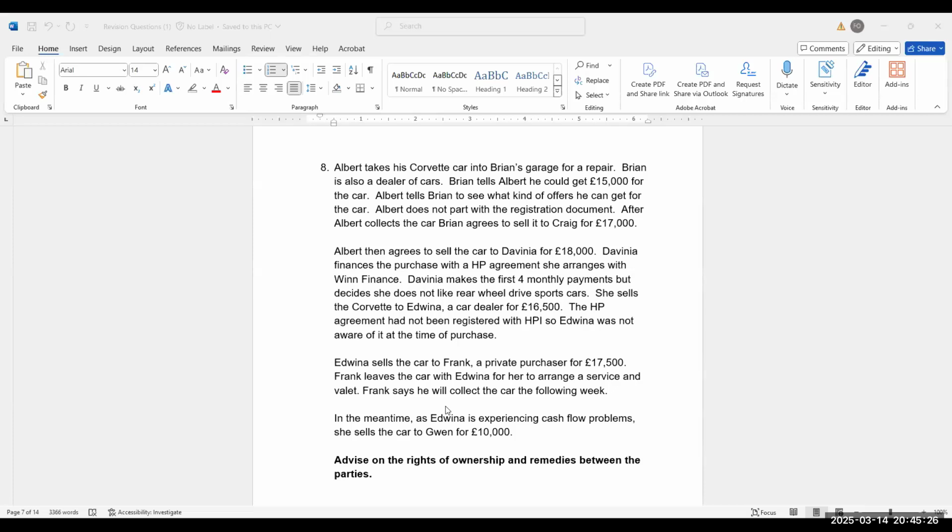So now we've talked up until the remedies that will be available to Craig. He can claim for damages and for reasonable loss he has suffered as a result of that failure to deliver. So when we come back from the break, we'll be moving on to talk about the remedies available, or not, to Albert and Win Finance.